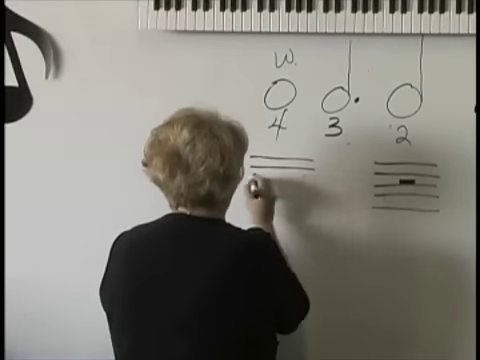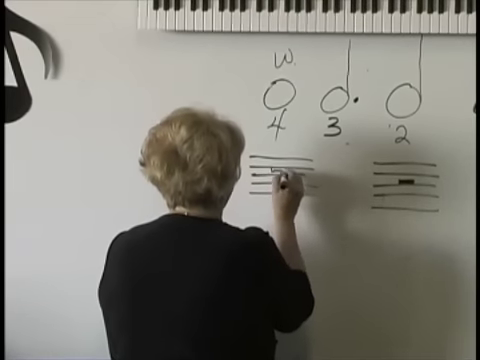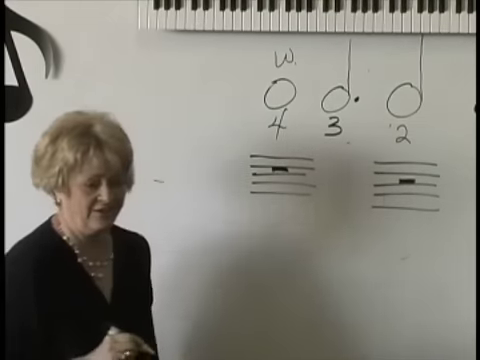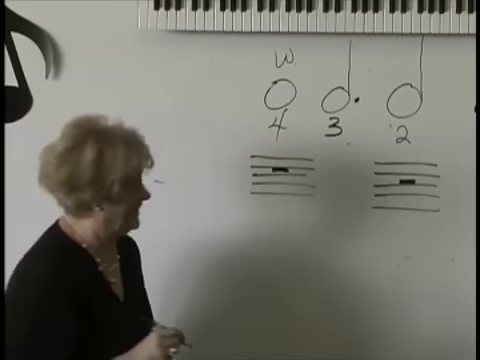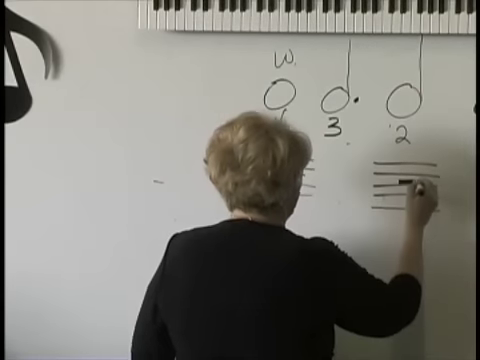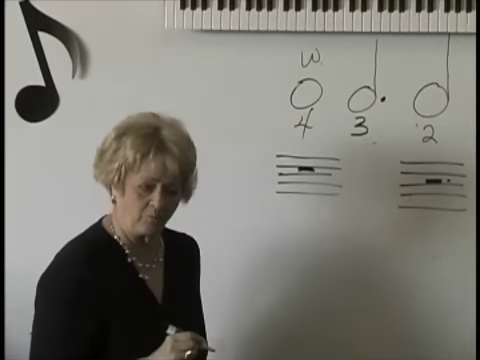This is a whole rest. If the bag of corn is full, it will fall off the fence. And that's a whole rest. It means don't play for 4 beats. So a dotted one would look like that. That would mean don't play for 3 beats.